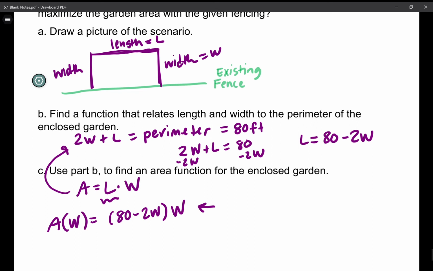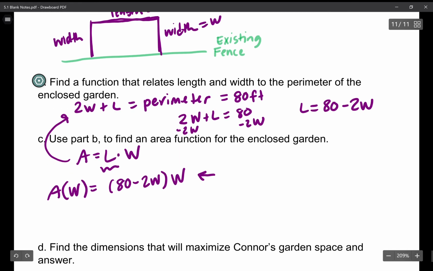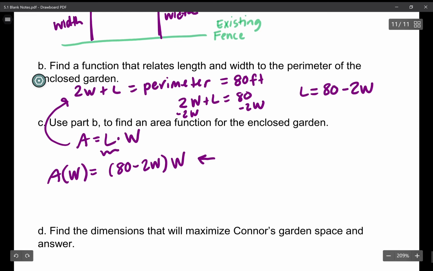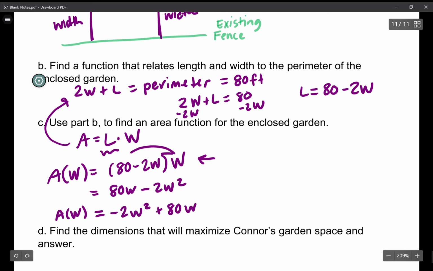The length is dependent on the width, right? Those guys are related. They have to all add up to 80. So if we know what the width is, we can completely compute the length by doubling it and subtracting it from 80. So here is our area function, that is a function of the width. All right, and let's multiply it out just for fun. This is 80 times W minus 2W squared. And I'm going to rewrite it one more time because I like to write things in standard form. Minus 2W squared plus 80W.